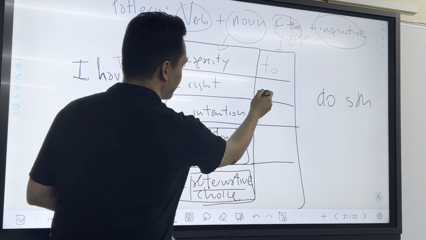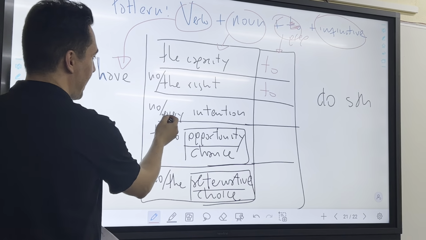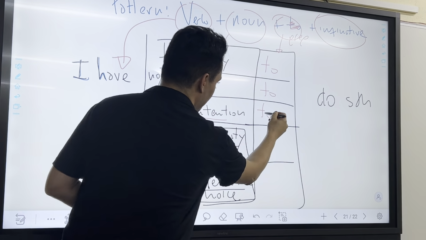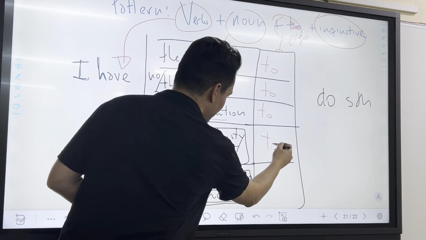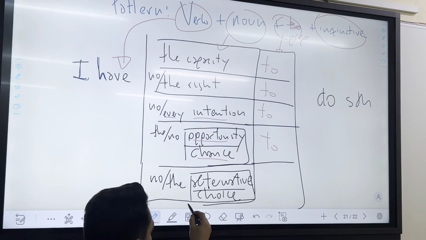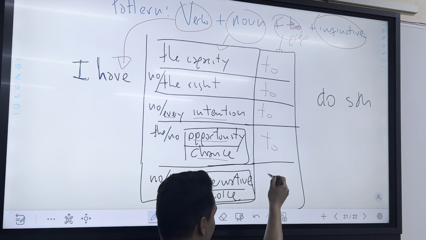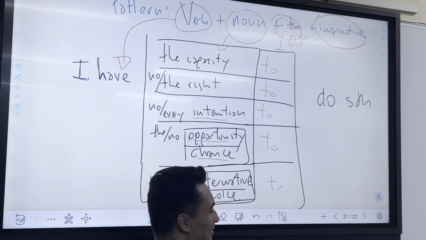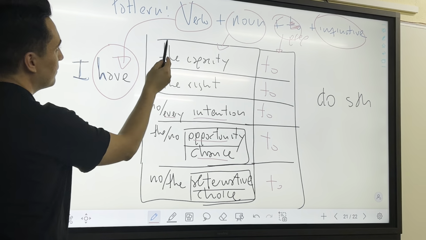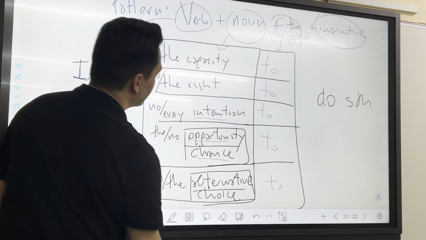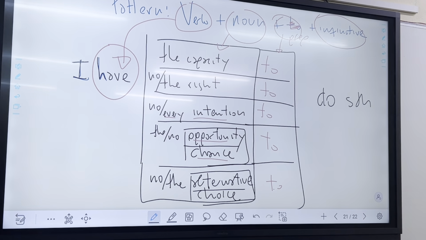I have the right to do something. I have every intention to do something. I have the opportunity or the chance to do something. And I have the alternative or the choice to do something. In this case, have a look at that. Have, noun, and to. Have the capacity to do something, the right to do something, the intention to do something, the opportunity to do something, the alternative to do something.